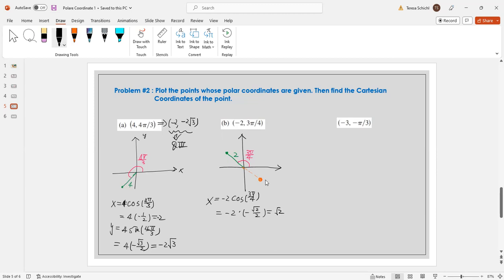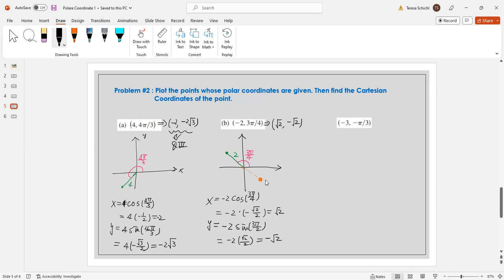Square root of 2, that's good. And y is equal to r sine theta, so it's negative 2 sine 3 pi over 2. So then this will be negative what? Square root of 2 over 2. So you need to remember your unit circle, right? So this is negative square root of 2. That means this point corresponds to square root of 2 and negative square root of 2. And we know it's in the fourth quadrant, so it is true here.